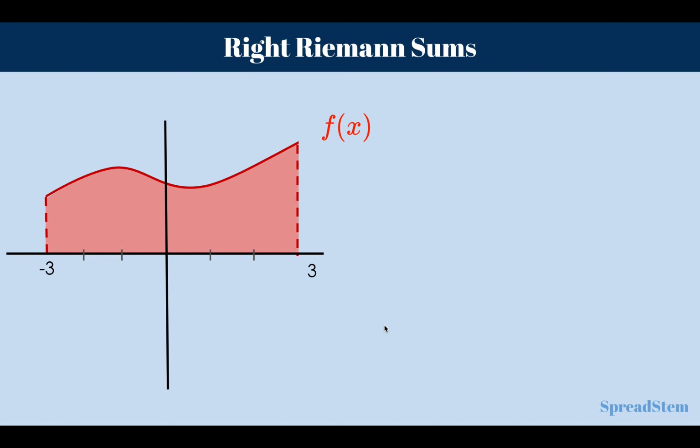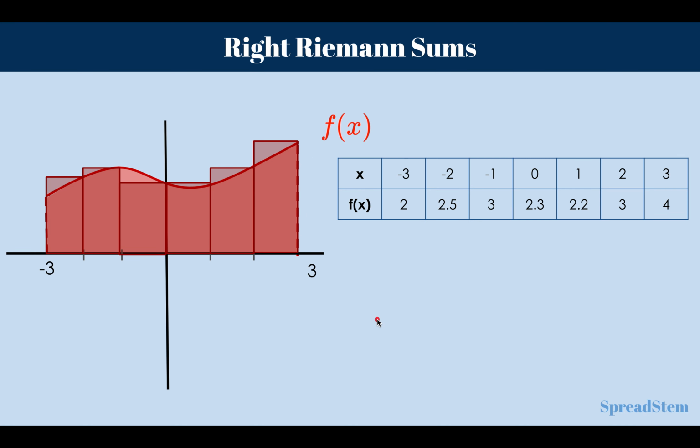Now let's take a look at right Riemann sums. As you may guess, this is where the top right-hand corner of the rectangles align with the graph. So all the heights are the heights of the right side of the rectangles. We'll look at the table again and figure out the area using right Riemann sums.